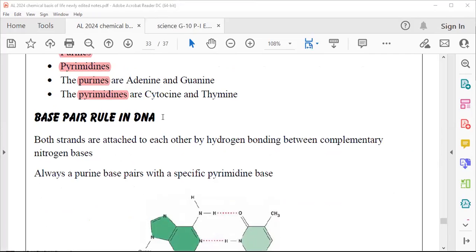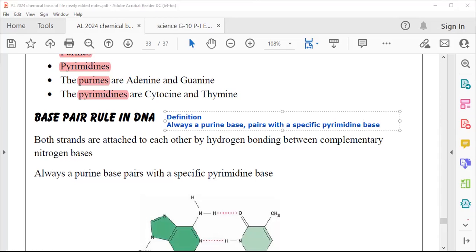Now what is the heading? Base pair rule in DNA. If you are asked in the exam, what is base pair rule? You have to write this: always a purine base pairs with a specific pyrimidine base.